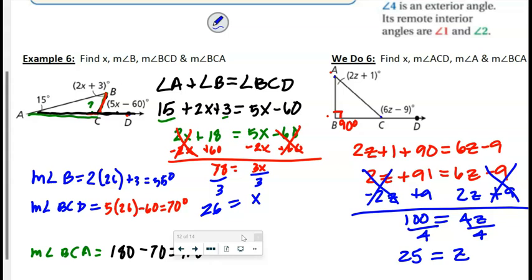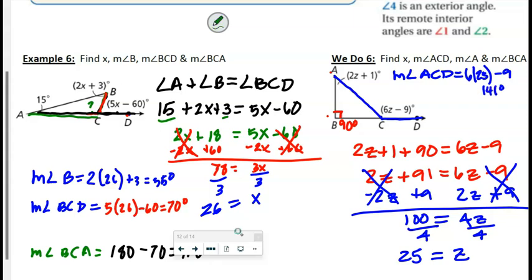ACD is our exterior angle. ACD right there. So the measure of angle ACD is equal to 6 times 25. That'd be 150 plus 1. No, not plus 1, minus 9. Wow. Where'd I get the plus 1 from, y'all? I was looking at the wrong one. Minus 9. So that's 150 minus 9, which is 141. So this is 141 degrees.